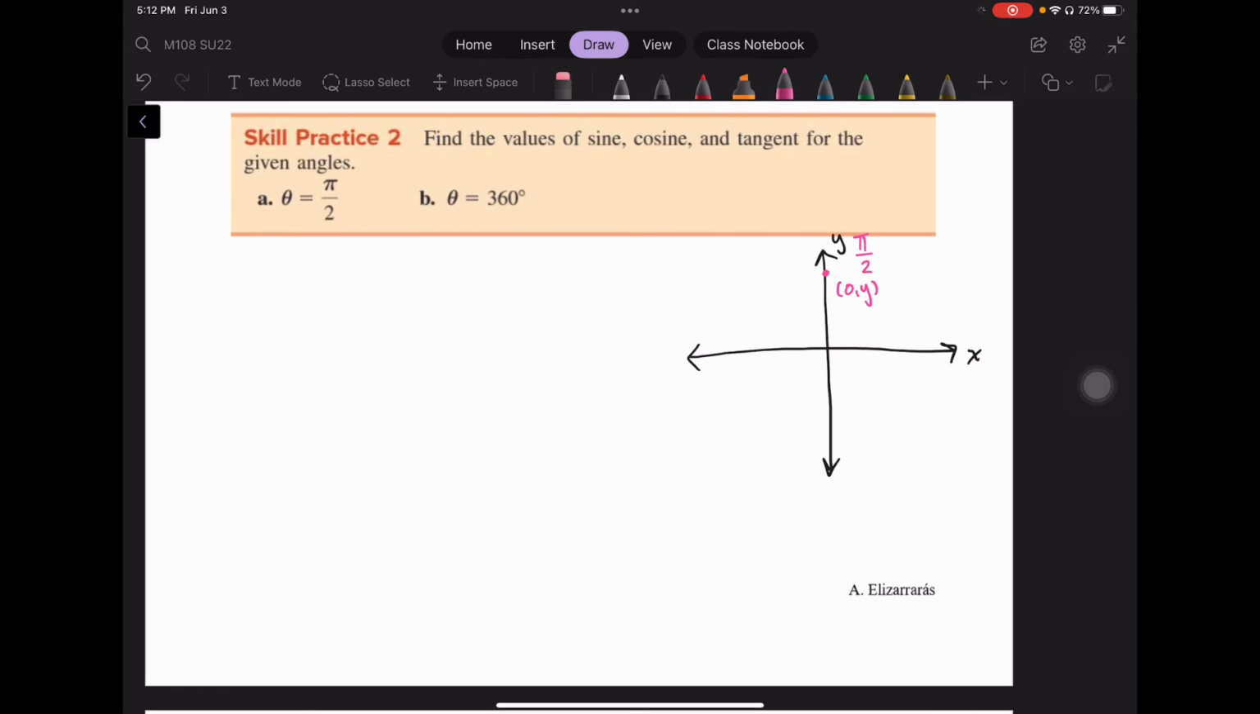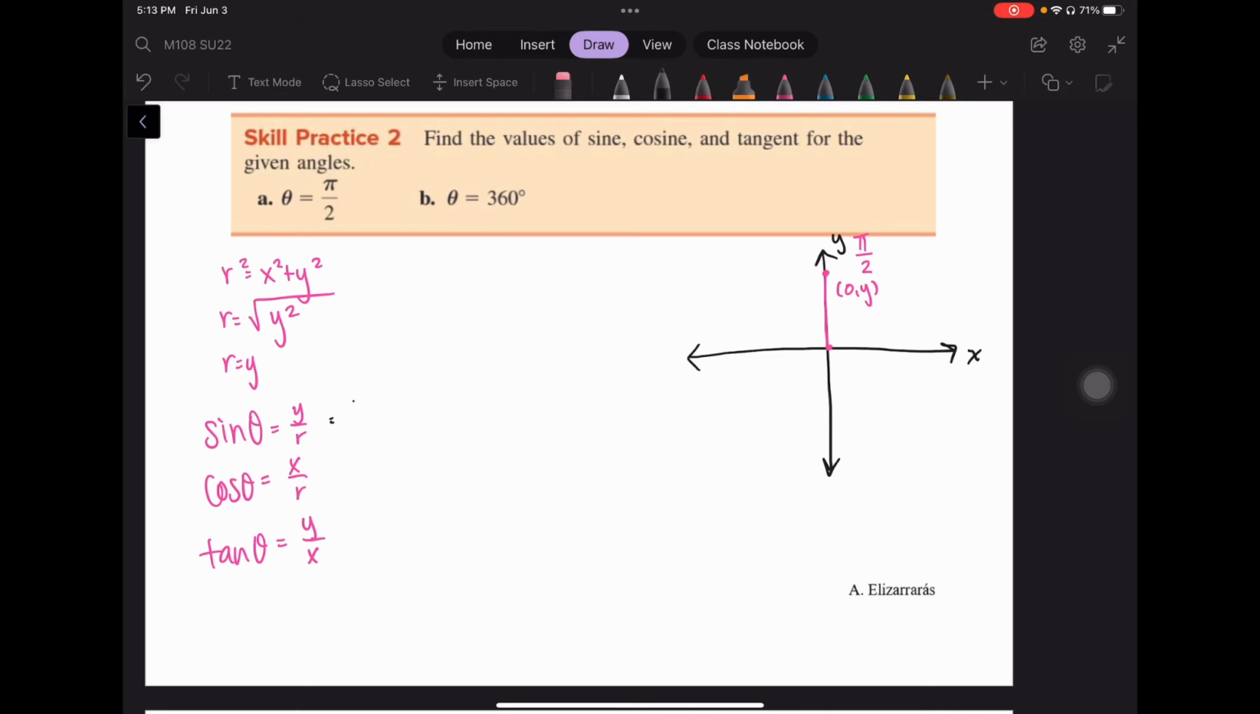When you're dealing with this, then this means that r squared is equal to x squared plus y squared, or r is equal to the square root of x squared plus y squared. x is 0 in this case, so the distance between this point and the origin comes from y squared, or r equals the square root of y squared. And so r equals y in this case. So the sine of theta is y over r, cosine of theta is x over r, and tangent of theta is y over x.